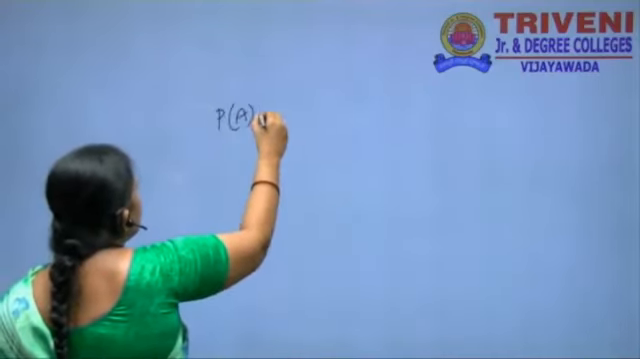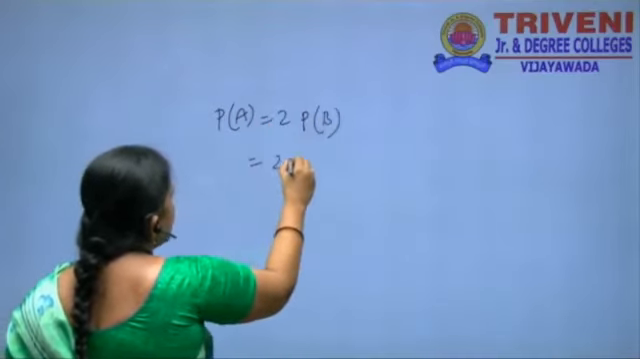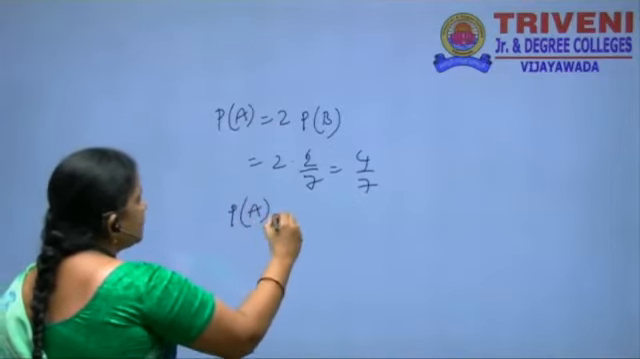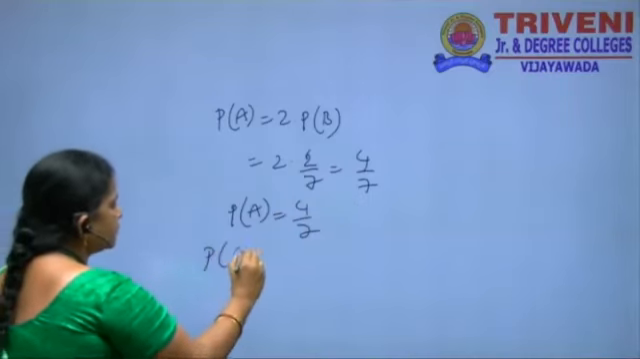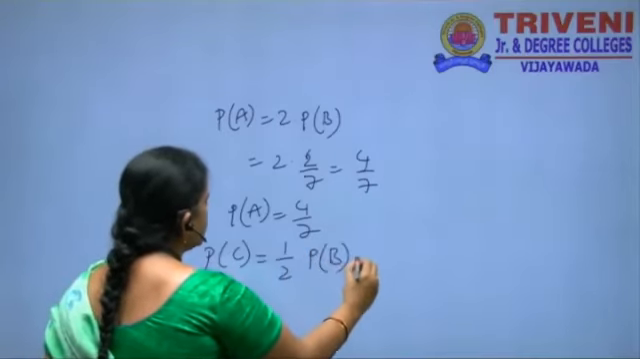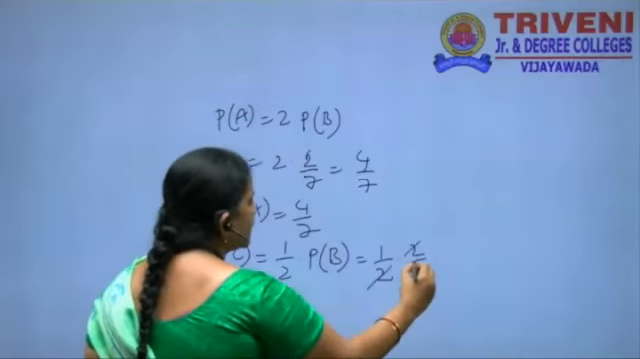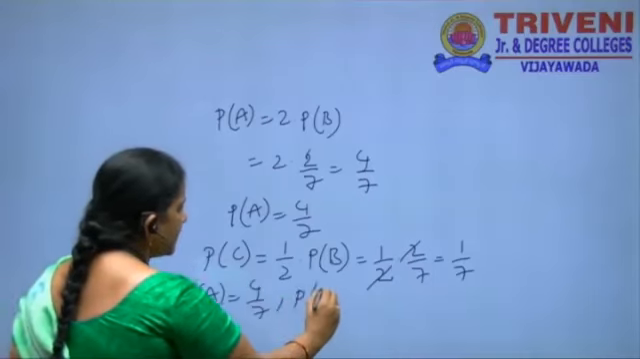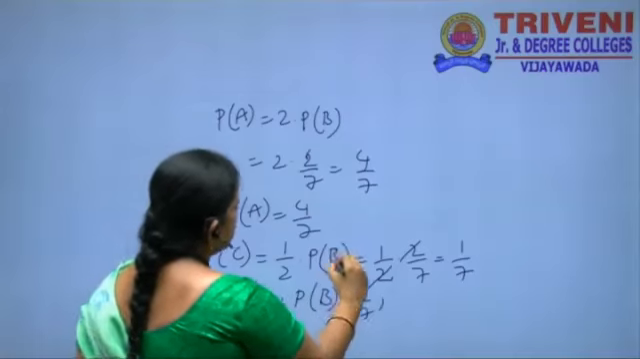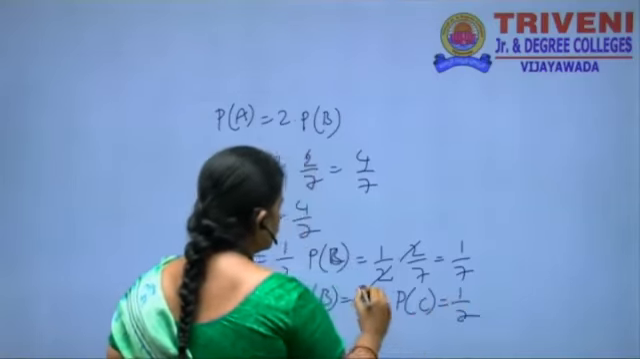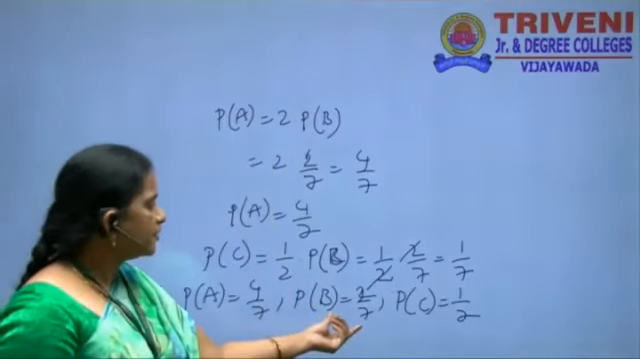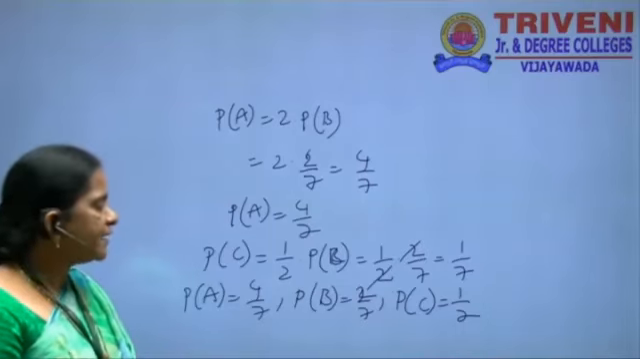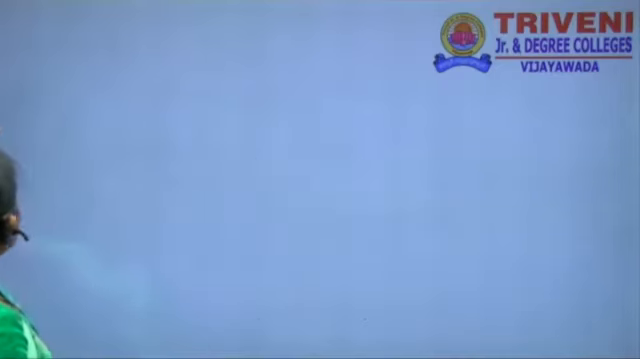We know that P(A) = 2 P(B), and P(B) is 2/7, so P(A) is 4/7. Then P(C) = 1/2 P(B) = 1/2 × 2/7 = 1/7, the 2s cancelling. So P(A) is 4/7, P(B) is 2/7 and P(C) is 1/7. Okay, then we go to the next problem.